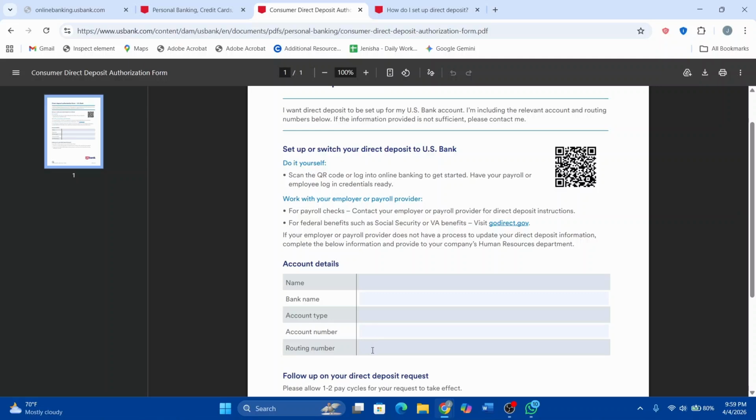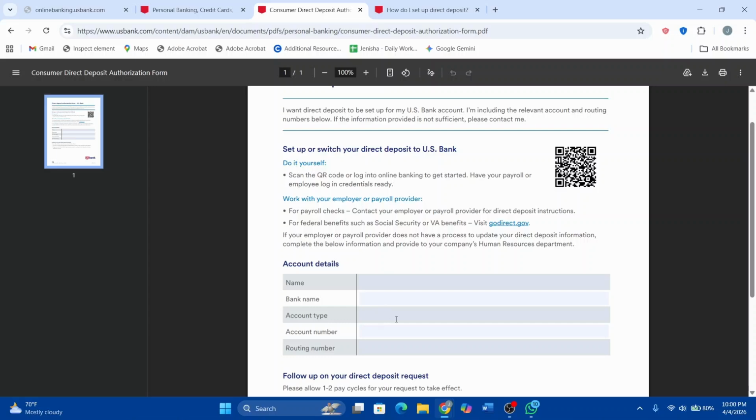And your routing number is also required, which is a 9-digit number specific to your account, and it can vary by state as well. Apart from that, we need the employer's name, usually provided by the HR or payroll, the bank name, and the account type. So go ahead and provide it.